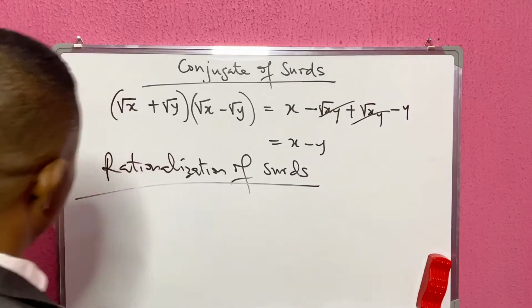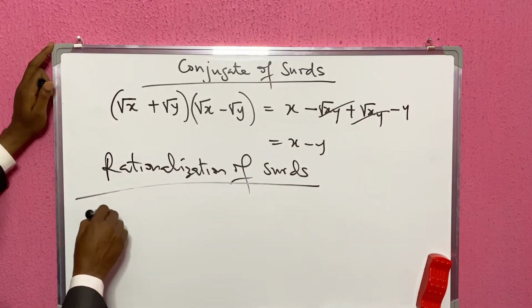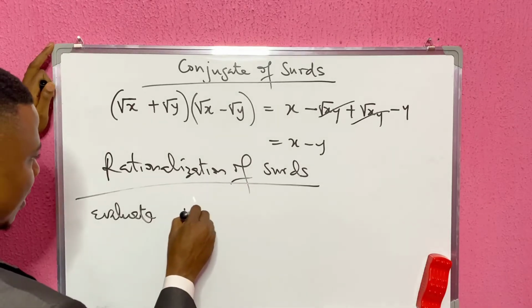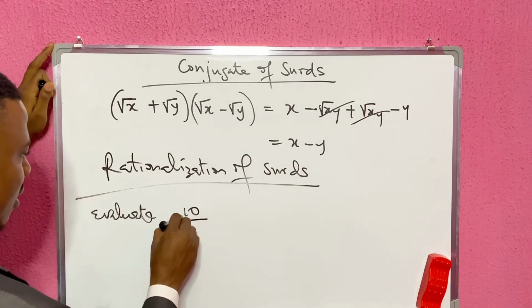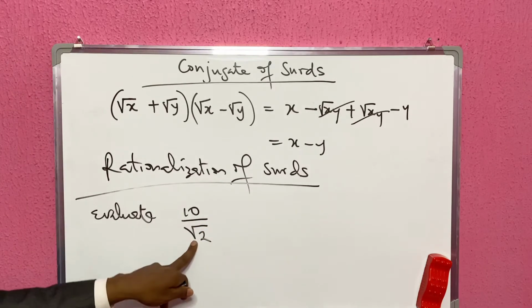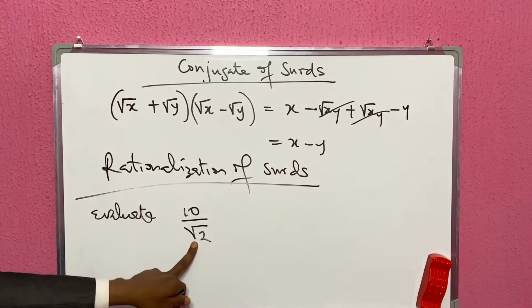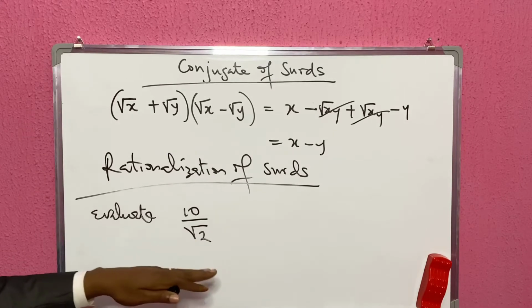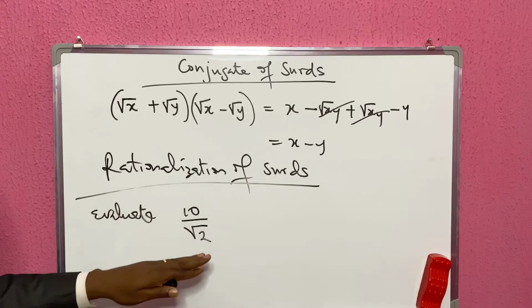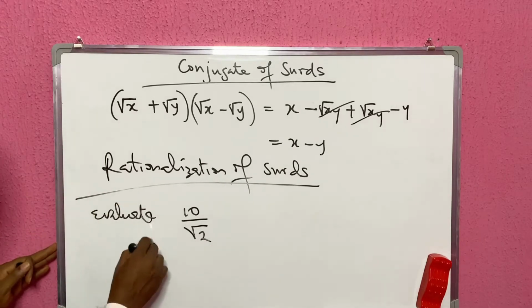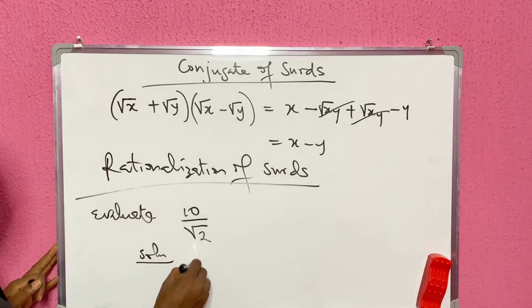That's to say that if you have to evaluate 10 over surd 2, you see you have an irrational denominator, surd 2. So what will you do? You are going to rationalize this surd so that you can have a rational denominator. That means a denominator without a surd. So solving a problem like this, you have 10 over root 2.